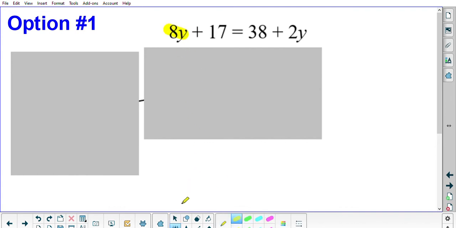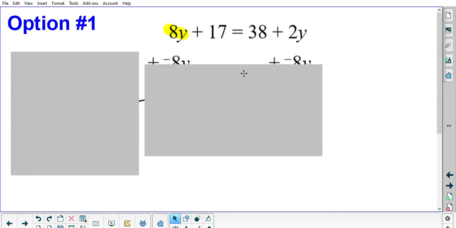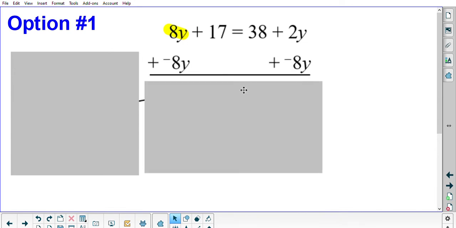What's the opposite of 8y? Well, since 8y is positive, the opposite of it would be a negative. So we can add negative 8y on both sides. Now notice how I lined this up. I lined up the negative 8y under the positive 8y, and I lined up the negative 8y underneath the 2y. Why didn't I line it up underneath the 17 or the 38?